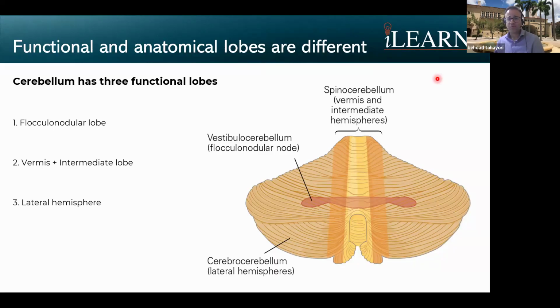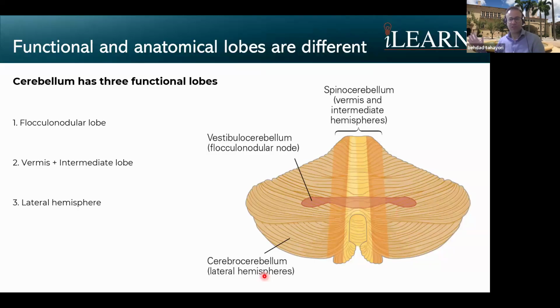And for that reason, we look at cerebellum, the functional lobes like that. There is one functional lobe which actually happens to correspond with the anatomy, and that is the flocculonodular lobe. And again, you see it here. This is the one that I highlighted in our previous slides. All right. Then you would see the vermis and the intermediate part of the cerebellum being another functional lobe, and then the lateral hemispheres. So these are functional lobes of the cerebellum.